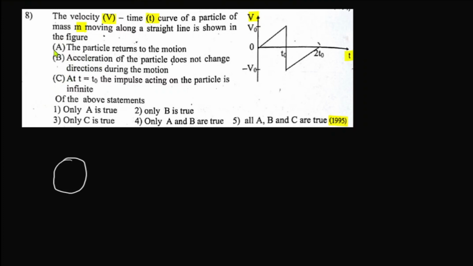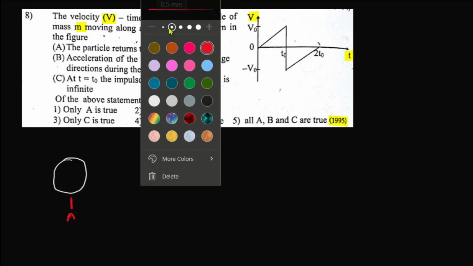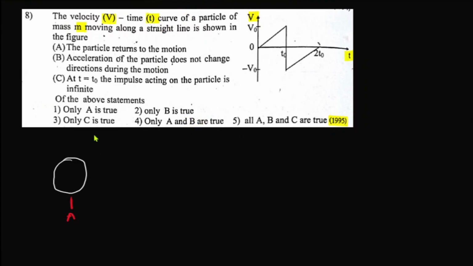Okay, let us see what statement A says. It's simply that the particle returns back to the initial position, I guess. I guess there is a mistake in the statement or something. Anyways, it doesn't matter. Let us assume it started from a point A.